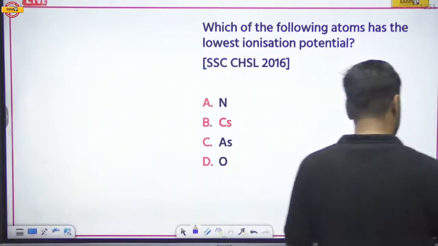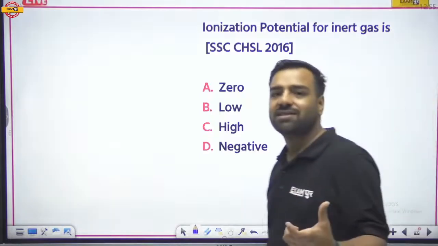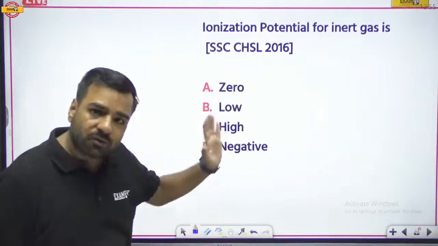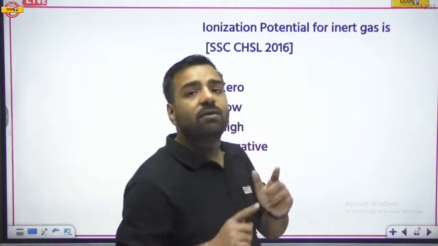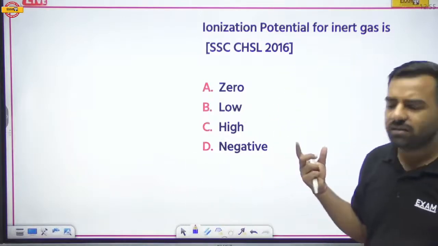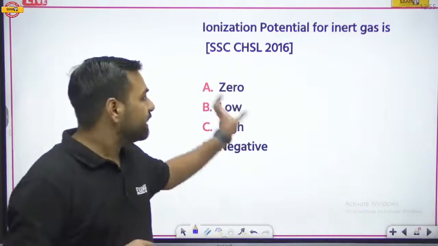Let's move forward to the next question. Next we have ionization potential for the inert gases. Just discussed. Don't go only with the CHSL examination. It's not only for CHSL, CGL. We have other examinations, even JE. Many examinations are there. In those examinations, when these questions are asked, they are twisted.